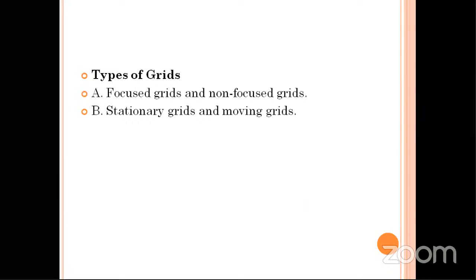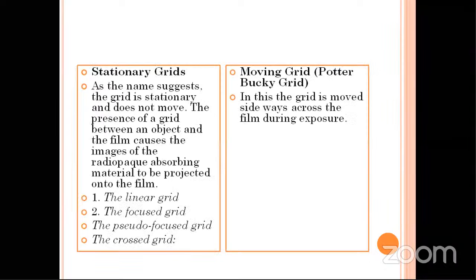In the type of grids, vandu enga use பண்ணுவாங்க அப்படிங்கறது மட்டும் you just make a note of it. Okay. Stationary grid, as the name suggests, is present between the object and the film, and these are all again the types of stationary grids. Okay, so you may get a very easy question like which among the grids are not stationary grids. So just make a note of it: the linear, focused, pseudo focused, and the crossed grids.